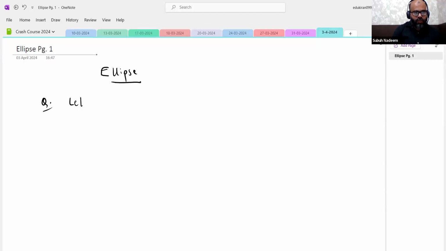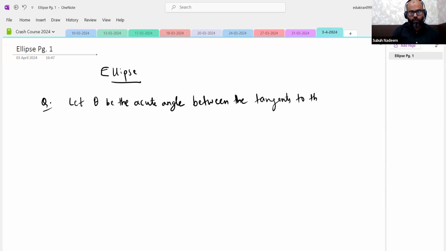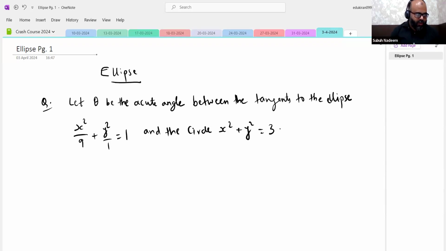So there is a question which says, let theta be the acute angle between the tangents to the ellipse x square by 9 plus y square by 1 is equal to 1, and the circle x square plus y square is equal to 3, at their point of intersection in the first quadrant.